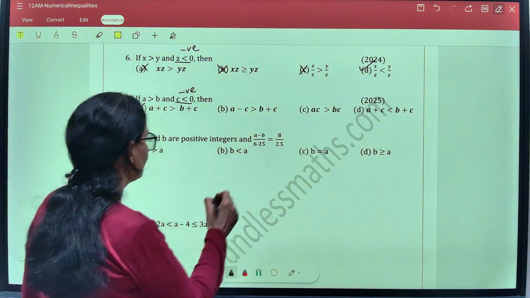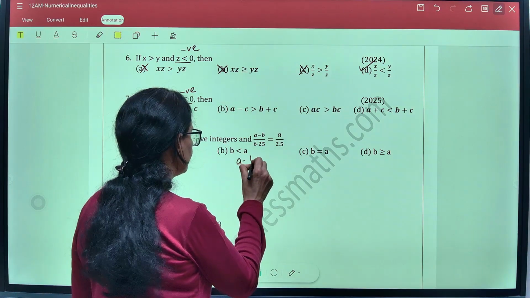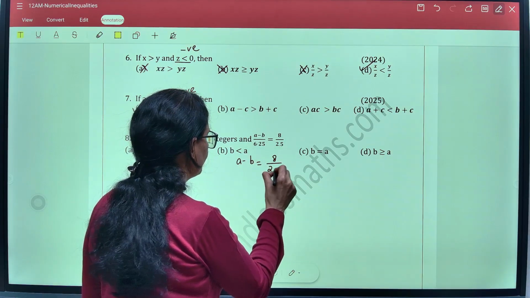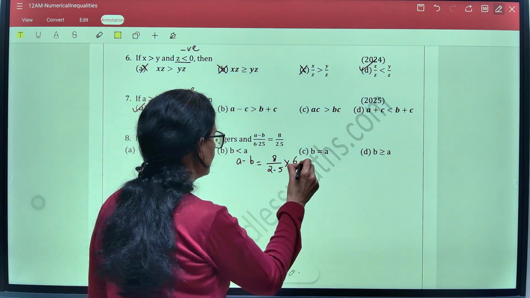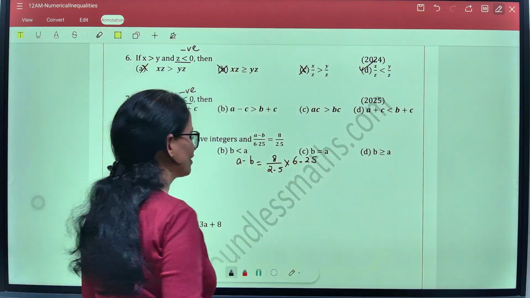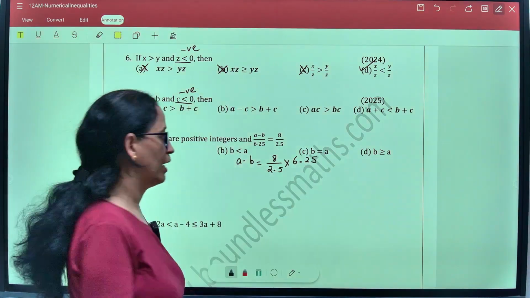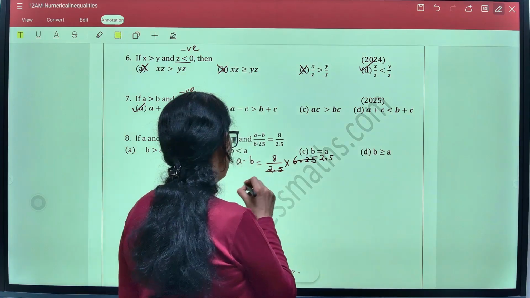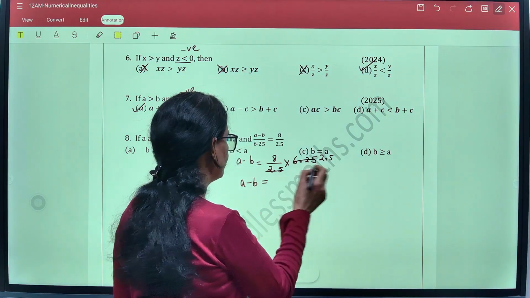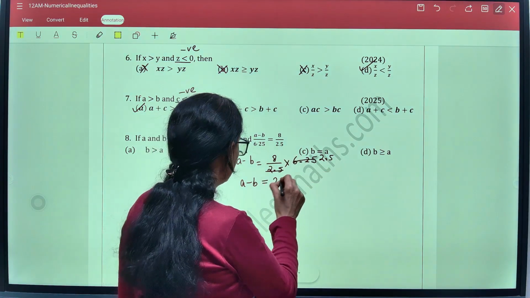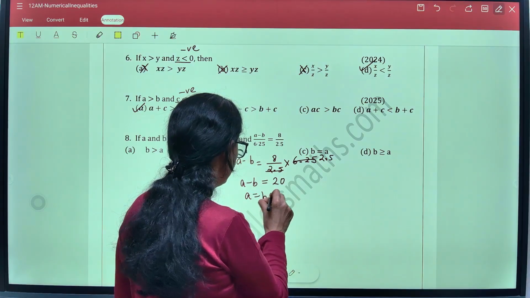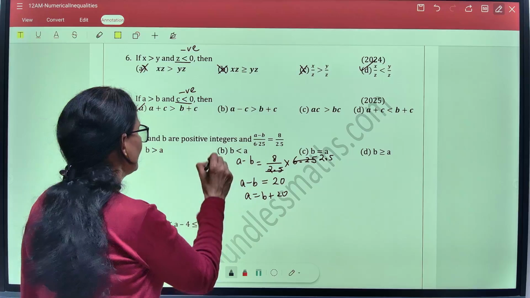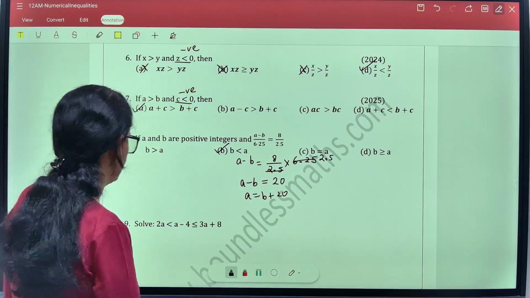If A and B are positive integers and (A minus B) upon 6.25 is equal to 8 upon 2.5, let's solve it first. A minus B is equal to 8 upon 2.5 into 6.25. Now as we know, 625 is square of 25. So this will get cancelled, 2.5 here, and A minus B comes out to be 20. So that means A is B plus 20. So that means A is bigger than B for sure. So this means option B is the correct answer.